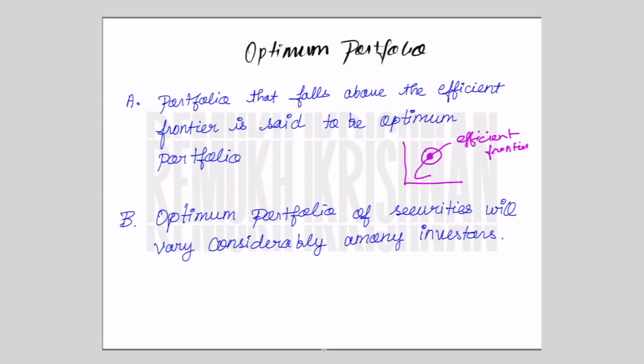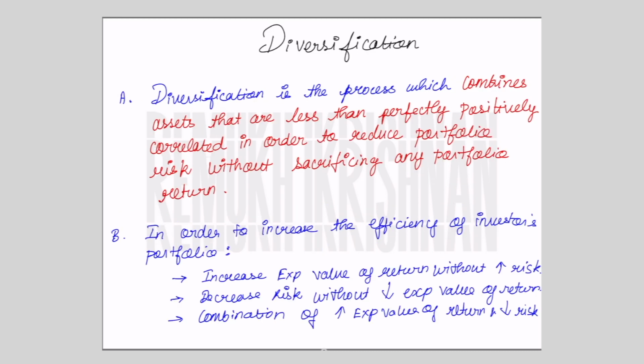The optimum portfolio of securities will vary considerably among investors. So, as we discussed earlier, each investor's preference differs. It doesn't matter if for one investor portfolio A is the correct option, it doesn't mean that A is the correct option for the other investor. So it depends. So finally, diversification.